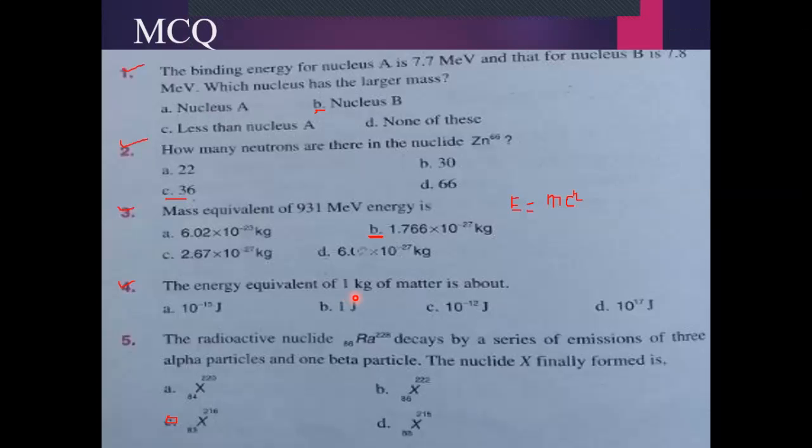The energy equivalent to 1 kg of matter is about. Again, we use the same relation: energy E is equal to mc square. Here the mass is 1 kg, where c is the speed of light, that is 3 into 10 raised to power 8 meter per second. So by putting these values, we can find out the energy of 1 kg matter, and that is about equal to 10 raised to power 17 joules. This is the correct answer, 10 raised to power 17 joules.